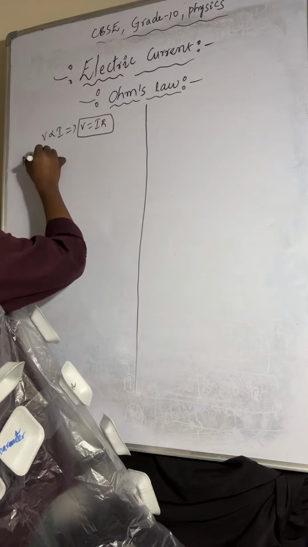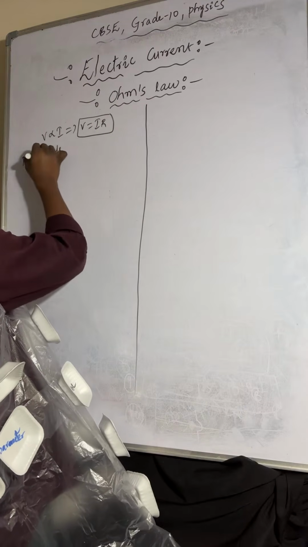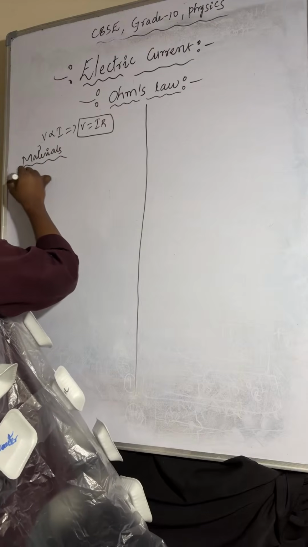So coming to the materials required. What are the materials required? First one is 4 cells.